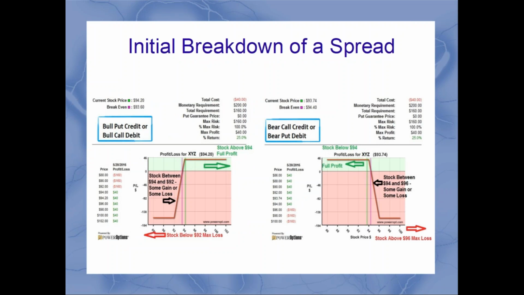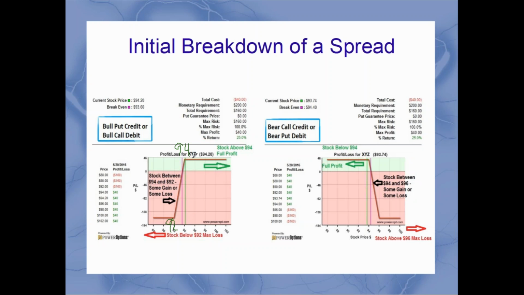All right? Well, let's take a look at the initial breakdown of a spread position. On our left, of course, we have the two bull spreads. This is the profit and loss chart we'd expect on a bull put credit or a bull call debit. They can be set up as parity trades of one another. In this example, we'd be selling a 94 put or 94 call. And at the same time, we'd be buying a 92 put for the bull put credit spread or 92 call.